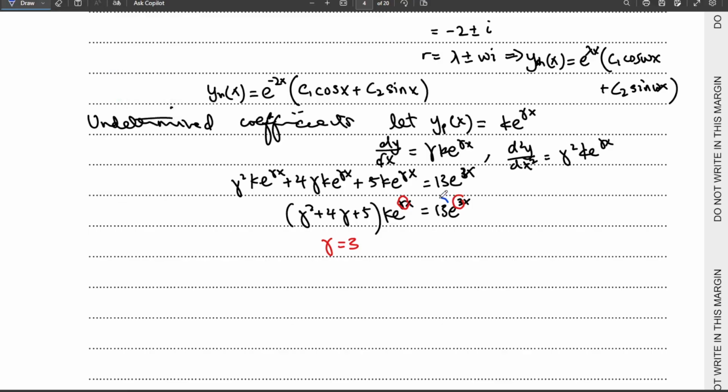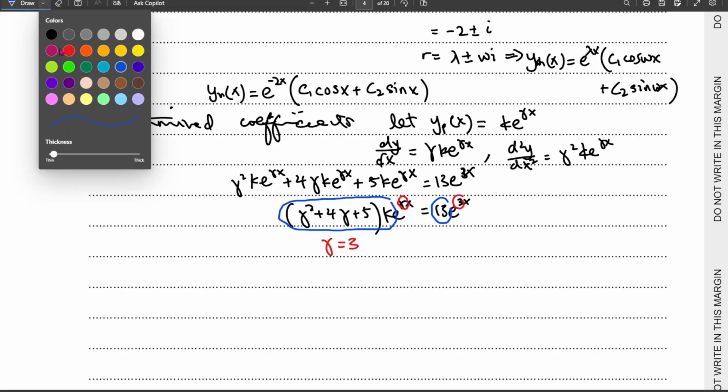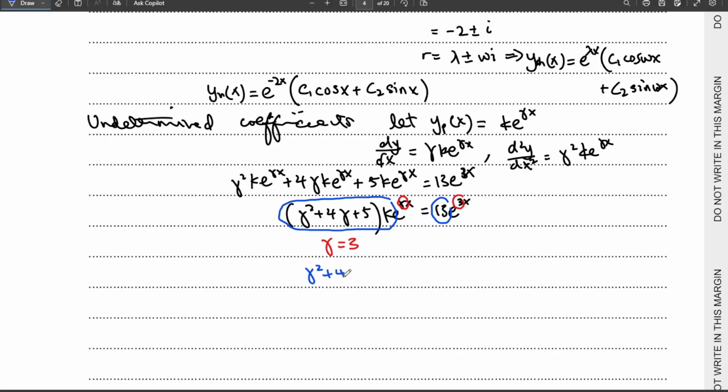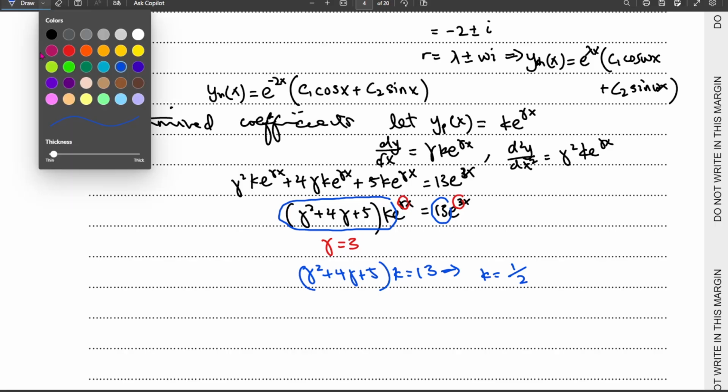And secondly, we have the coefficient in front of the exponential term. So whatever is in front here must be equal to 13 also. So we write gamma squared plus 4 gamma plus 5, multiplied by k, must be equal to 13. So using our value of gamma, we substitute into the equation. For k, we should be able to get 1 over 6. No, not 1 over 6. 1 over 2. Yeah, 3 squared, 9 plus 12, so 21, 26. Okay, k is 1 over 2.